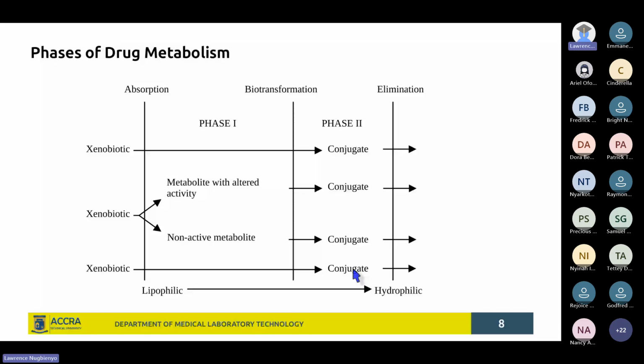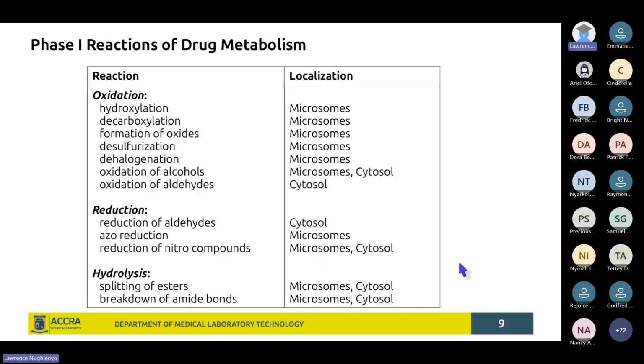Now, if we take phase 1 reactions, these can be divided into 3 different types of reactions: oxidation, reduction, and hydrolysis. And these reactions occur mainly in the microsomes, which are some part of the endoplasmic reticulum.